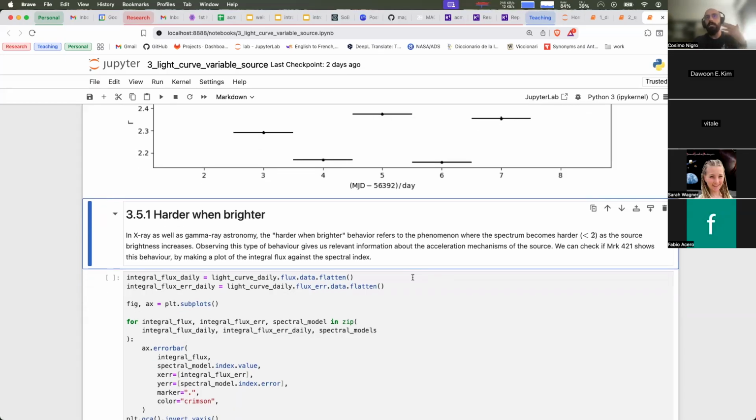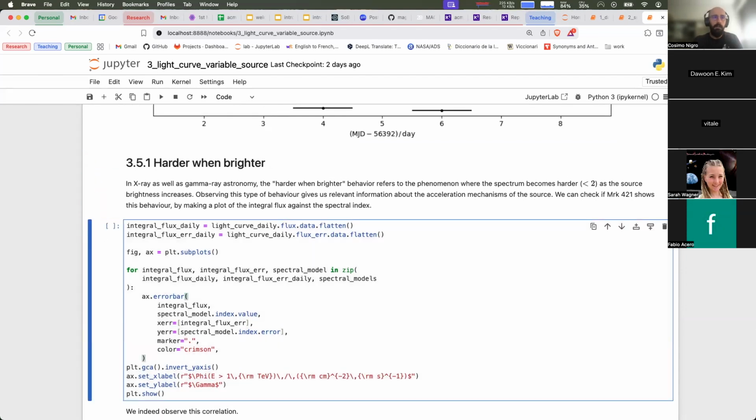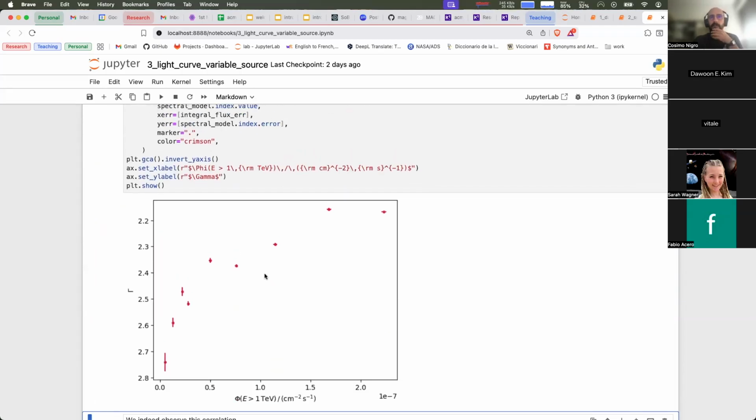This type of behavior gives us relevant information about the acceleration mechanisms of the sources and radiation. So there are certain processes for which your spectrum will become higher in flux and harder at the same time, right? And then basically what I do is a scatter plot of the two. And if the two are correlated, so if you see your spectral index diminishing versus your integral flux, then you're observing a harder-when-brighter behavior. And to a certain extent, we are observing that here, okay?